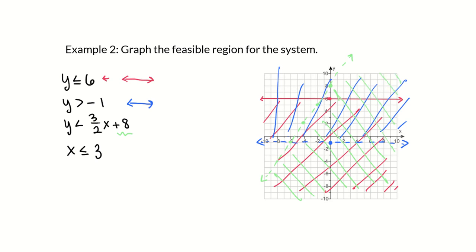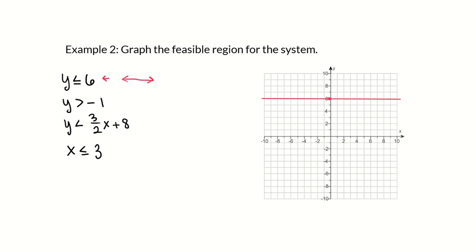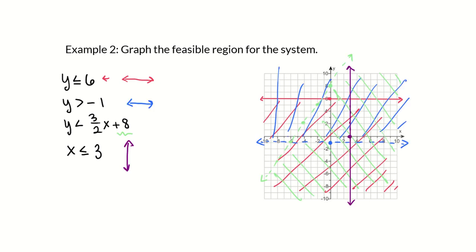And the last line is x less than or equal to 3. This line is a vertical line at x equals 3. And since it's less than or equal to, this is actually going to be a solid line. And now x less than or equal to 3 means all the x values that are less than 3. So x values like 2 or 0 or negative 10. That means we shade to the left of this line.